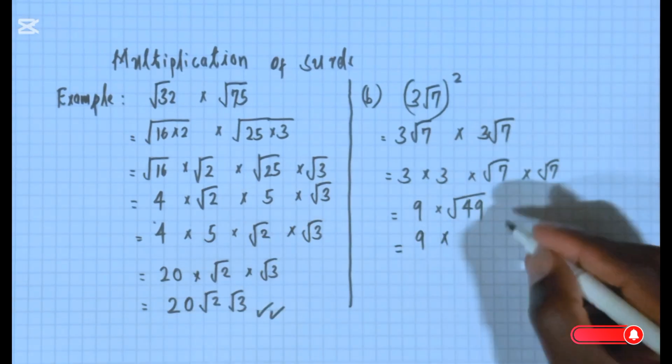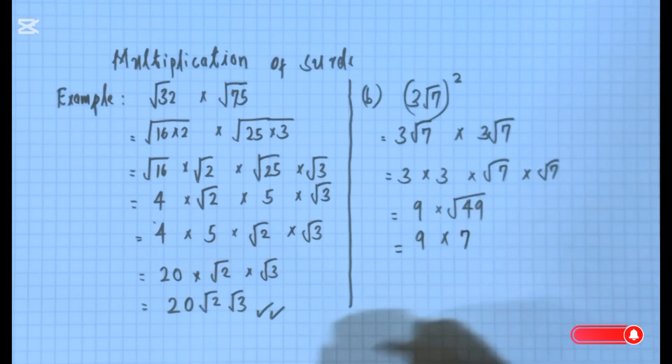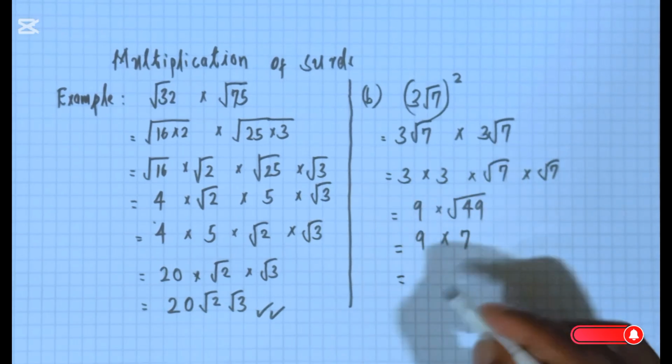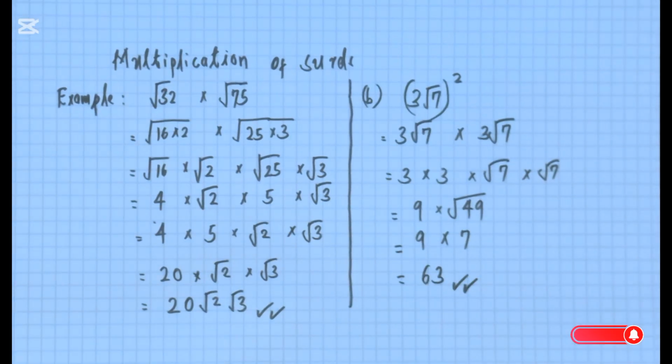The root of 49 happens to be 7. So this is going to be 9 times 7, giving us 63, and that will be the product of this particular surd, that is 3 root 7 squared.